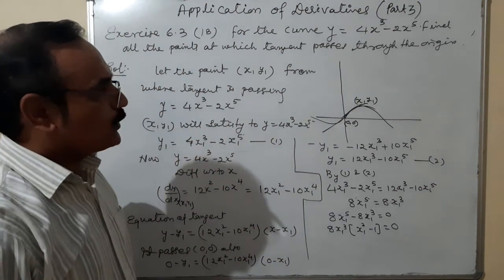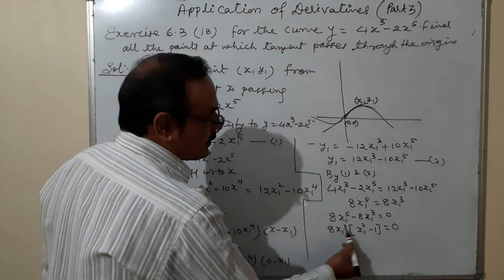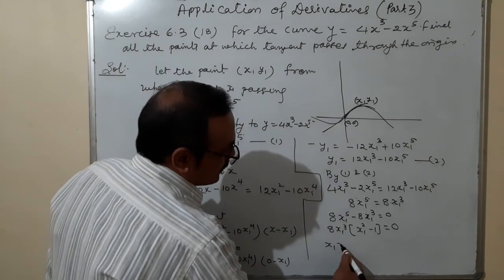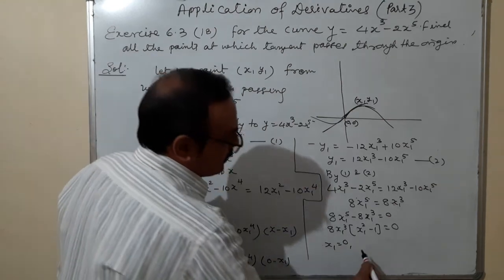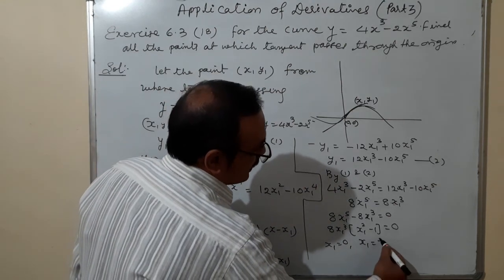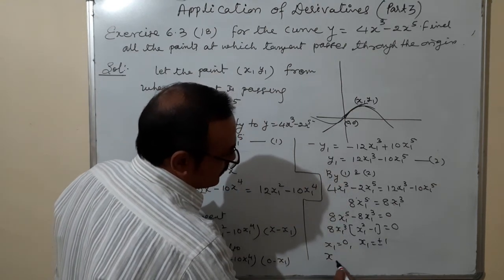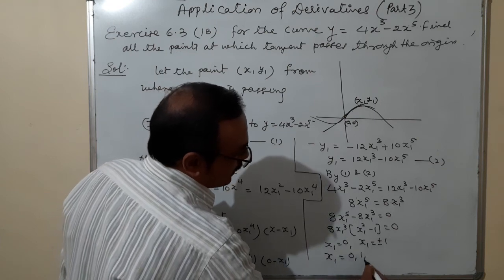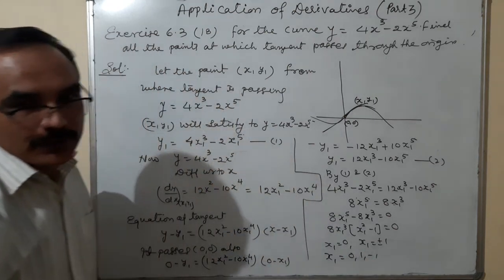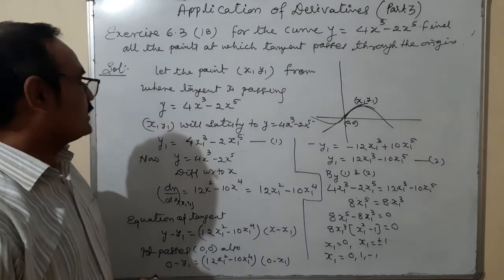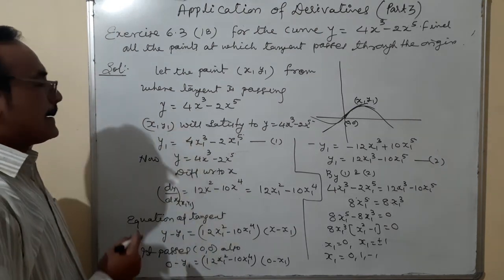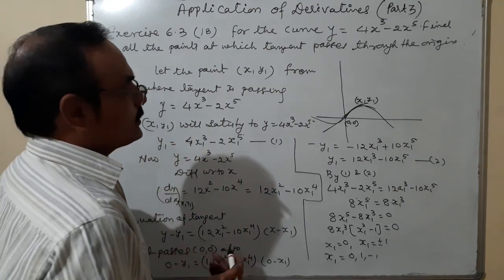Okay. And what does it mean? There are three values of x1. x1 is equal to 0. x1 whole square minus 1 is equal to 0. That means x1 is equal to plus minus 1. So that means the value of x1 is equal to 0, 1 and minus 1. Three values we got it. If there are three values of x1, then the values of y1, we can put the value in any of the term here.